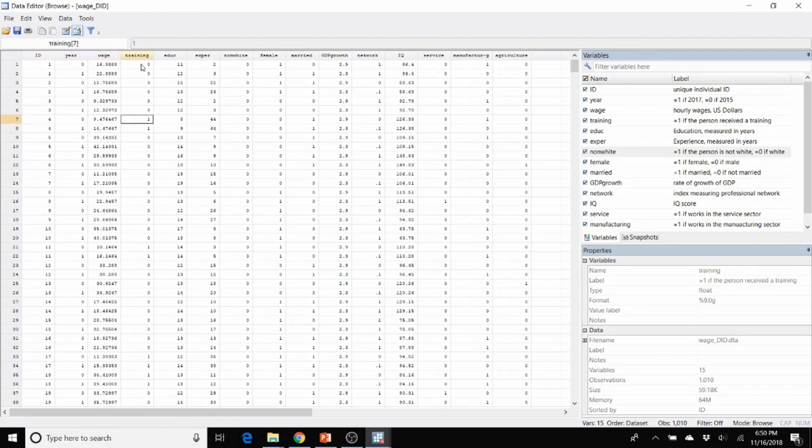However, they will still be indicated with a one even for year zero, even though they had not received the training yet. Okay, I hope that's clear. So this training variable equals one if the person is a person who received the training, regardless of the year. Be very sure that you're clear on that because that's very important. That's the thing I want to show you.